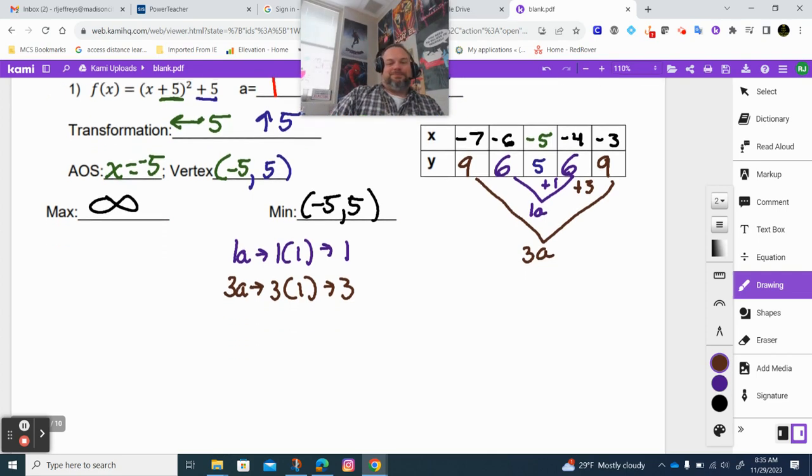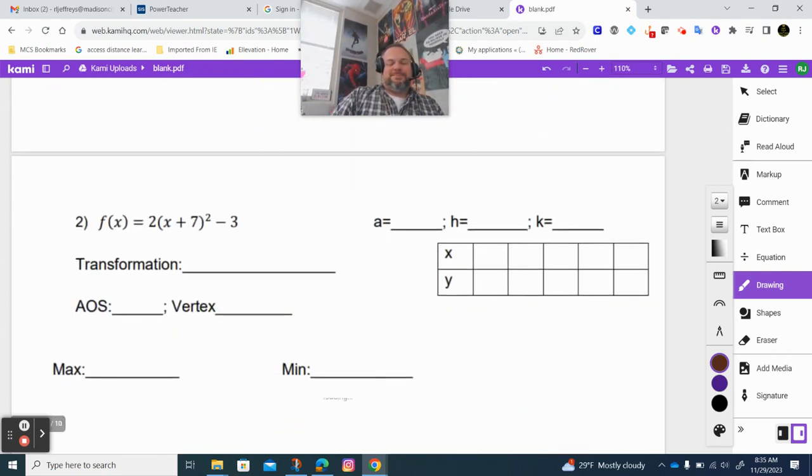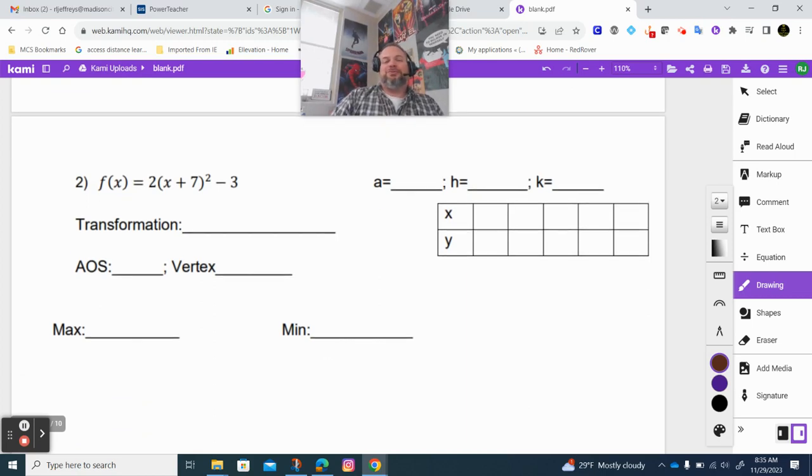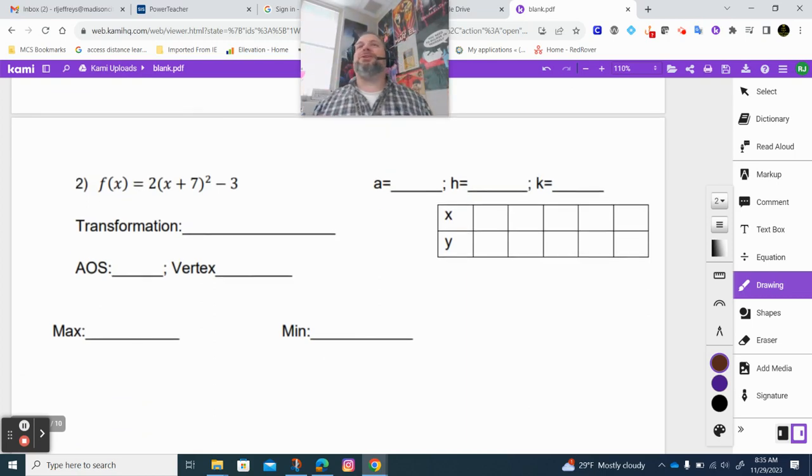Okay. Shh. Let's look at number 2. Okay. Number 2. I'm trying to not giggle. All right. What is A? Remember, A is the number between the equal sign and the parenthesis. 2. Okay.